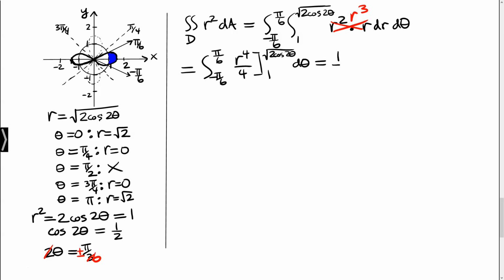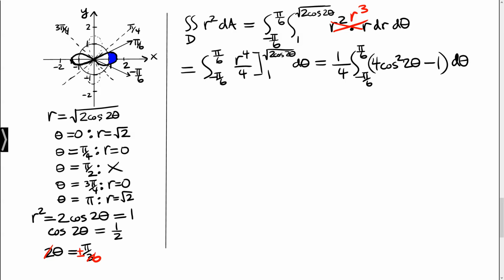I'm going to take the 1/4 out, minus pi over 6 to pi over 6. Now the square root, when I raise it to the 4th, it's just going to be what's under the radical squared. So it's going to be 4 cosine squared of 2 theta. Then I have to subtract off 1, so minus 1. And that's what I'm integrating d theta.